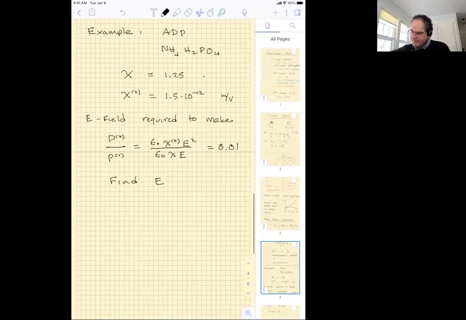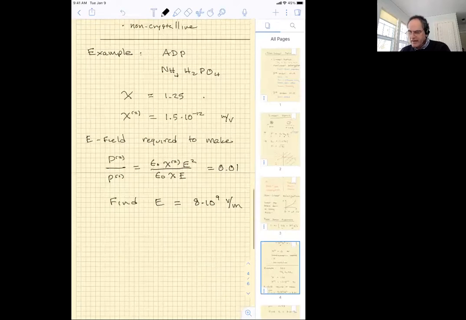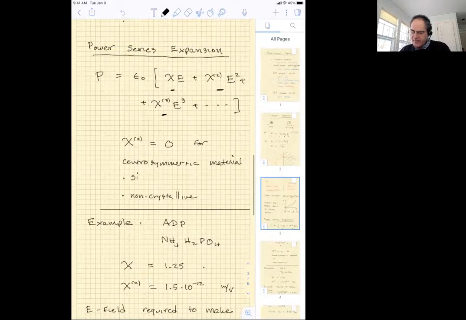Okay, did you find it? You should have found that the electric field required is about 8 times 10 to the 9th volts per meter. 8 billion volts per meter. This is a very, very strong electric field. It's of the order of the strength of the electric field inside of an atom. That's the scale that you need before these higher order terms become very important, okay? And so that's why it's usually safe to assume that in this power series expansion, the terms get smaller as we go to higher and higher order.